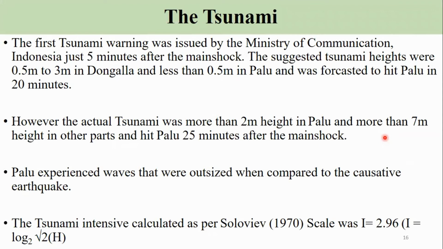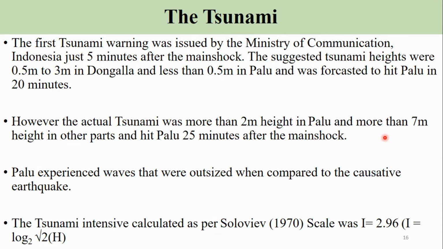Coming to the tsunami, the Ministry of Communication sounded a tsunami warning just 5 minutes after the main shock. It expected the time of arrival to be 20 minutes, and the wave height expected was 0.5 meter in Palu and 0.5 to 3 meters in the other parts. But the wave height that actually hit the island was way higher than predicted. It was 2 meters in Palu, where the prediction was 0.5 meters. And in the other parts, it was more than 7 meters, where the prediction said only 0.5 to 3 meters. And the tsunami hit 25 minutes after the main shock.